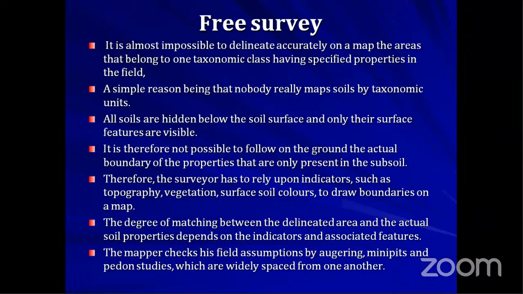He will move very freely. There is no need to take many observations and no need for a proper scale. He will see the vegetation, check the soil color, and draw the boundaries of the mapping, depending on the purpose. He will also take some assumptions, and based on them he will take augering and mini pits. He will study the pedons, which are widely spread. Overall, students, this is a soil mapping unit.